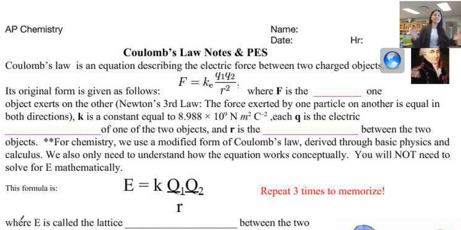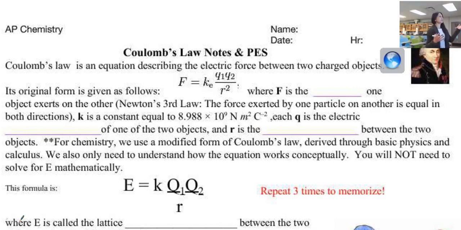Now, let me start off by saying, when is this useful? There are two major times where we use his equation, but it shows up over and over and over again in the College Board framework. And so it's really important that we do understand Coulomb's law. It's also very useful in a lot of different FRQs and a lot of different essays. So let's get right to it.